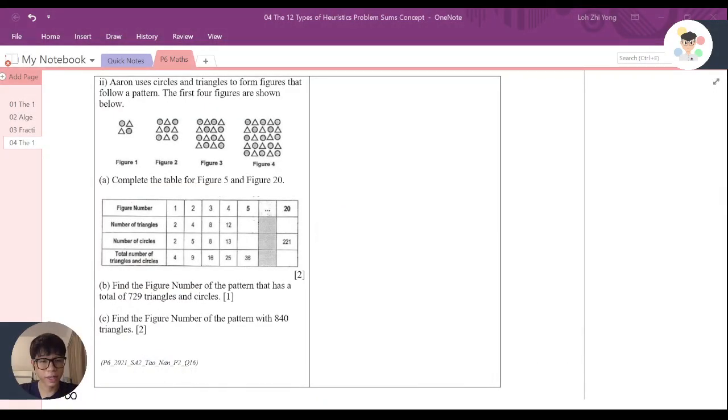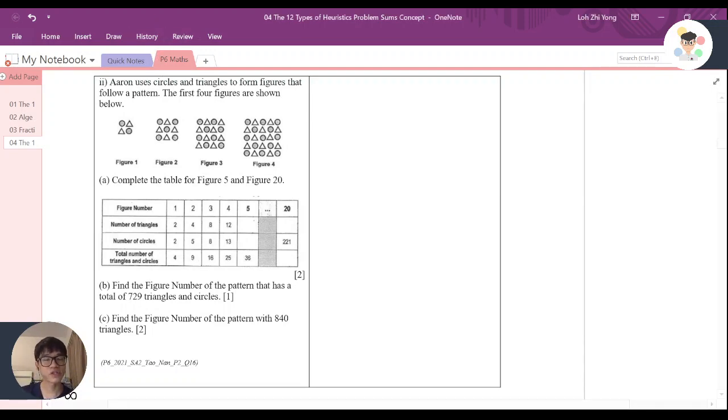Welcome back to the Chico class, and this is a discussion for booklet number 4, the 12 types of heuristic problem sum concept, and this is a pattern concept, type 4 different figures. Now, we come to one of the maybe slightly challenging different figures questions here, okay? So let's dive in and look at this question.